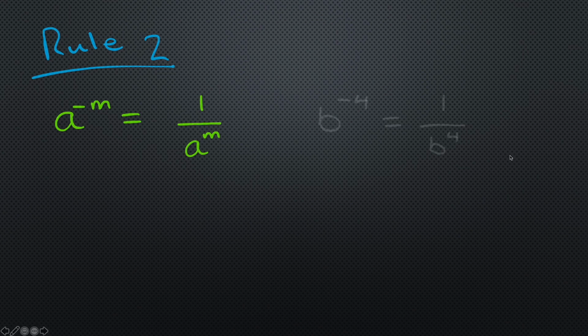So here we have, and again it's just another example, b to the power of negative 4 is just equal to 1 over b to the power of 4. And again, same thing here, 4 to the power of negative 2 is just equal to 1 over 4 squared, which would just be 1 over 16 as we know.